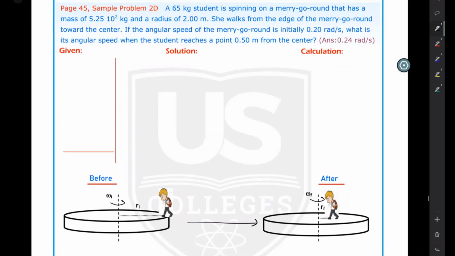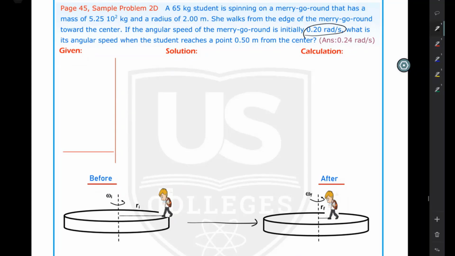They are inversely proportional according to the law of conservation of angular momentum. But I will find it. It is greater than 0.2, but how much is this? Now I will calculate that. So this system has two components. Every system in this section will have two components. One component is the merry-go-round. Second component is the student. So I want you to record the given of these two components one by one.